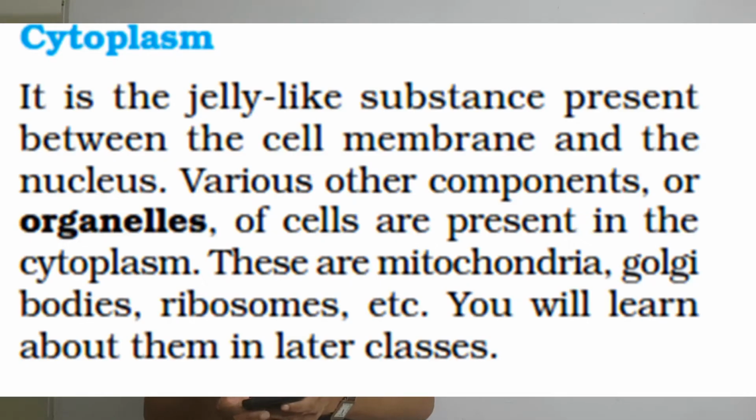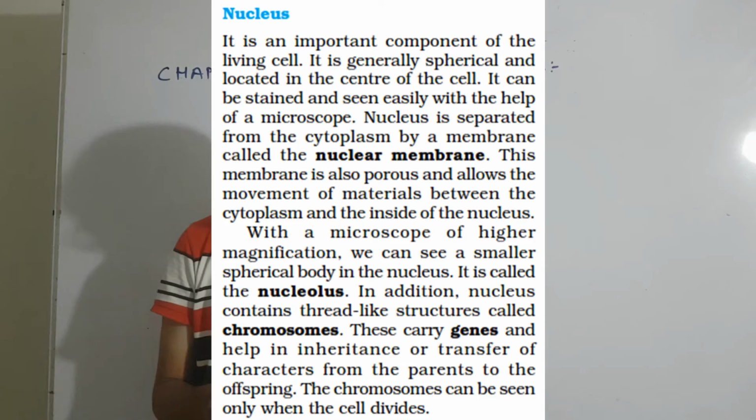Now cytoplasm is a jelly-like substance present between the cell membrane and the nucleus. Various other components or organelles of cells are present in the cytoplasm. These are mitochondria, Golgi bodies, ribosomes, etc. You will learn about them in later classes.